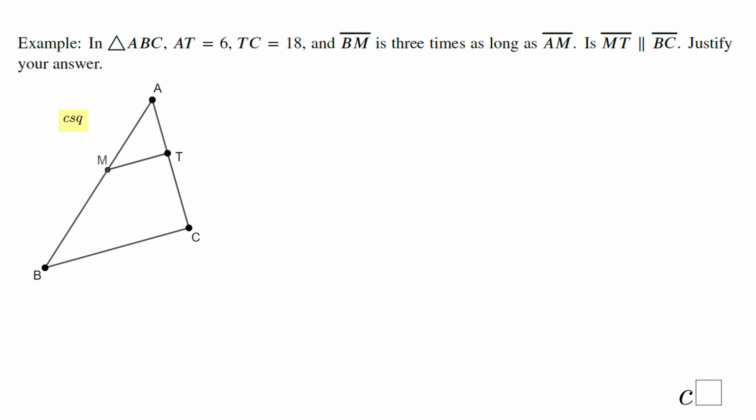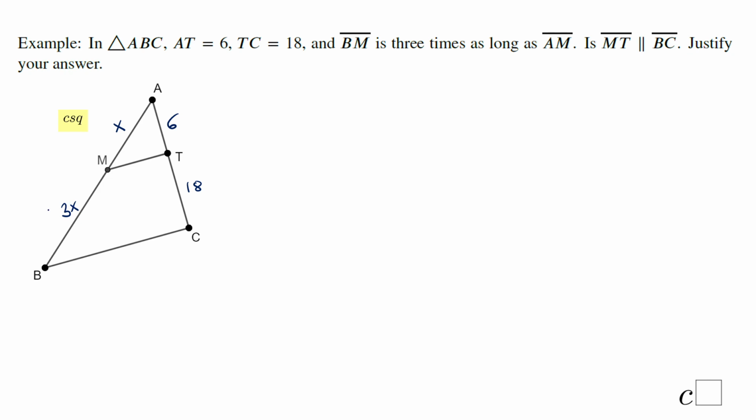Let's take a look at the next example. We have a triangle ABC, and now we know AT is 6. TC is 18. And now we know BM is 3 times as long as AM. So if I'm going to call this guy X, and this one will be 3 times, 3X, right? Is MT parallel with BC?